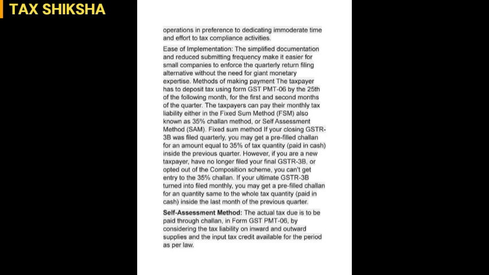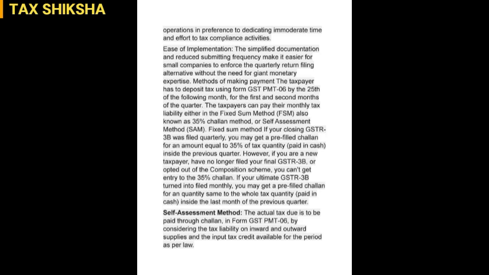Fixed sum method. If your last GSTR-3B was filed quarterly, you may get a pre-filled challan for an amount equal to 35% of tax amount paid in cash in the previous quarter. However, if you are a new taxpayer, have not filed your last GSTR-3B or opted out of the composition scheme, you can't access the 35% challan.